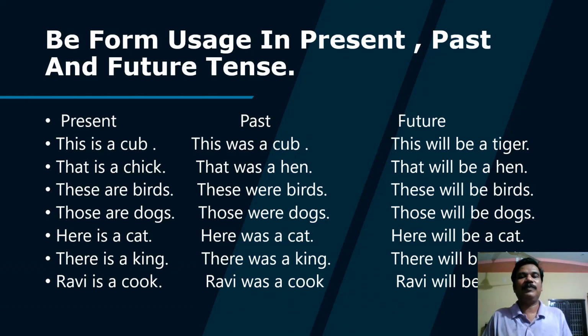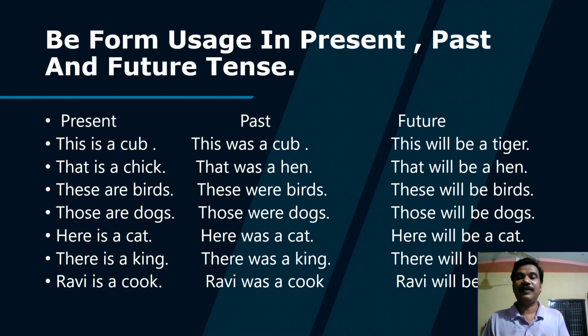Still, let's learn more how to use present, past, future be form usage. This is a cub. Past tense, this was a cub. Future, this will be a tiger. See, present, this is a cub. Past, this was a cub. Future, this will be a tiger. One sentence I tell in Telugu. This is a cub. Idi oka pilla. This was a cub. Idi pillaga undedi. Past tense. Future, this will be a tiger. Ee kabbu puli avutundi. See, changing from one tense to another tense.